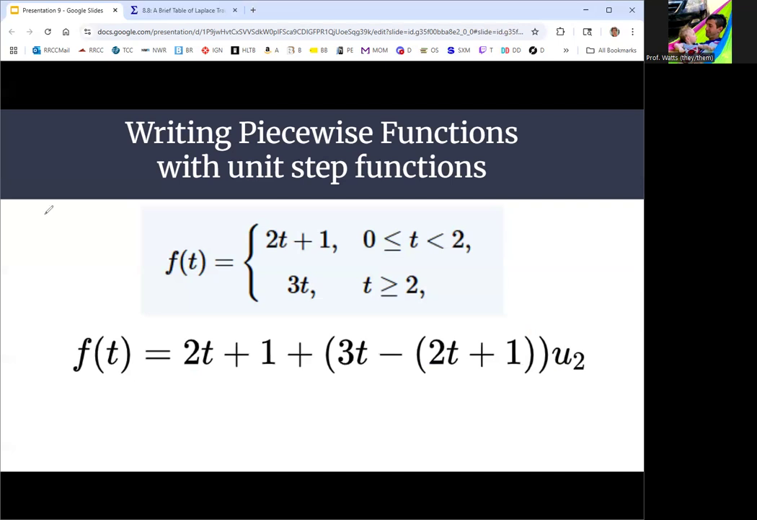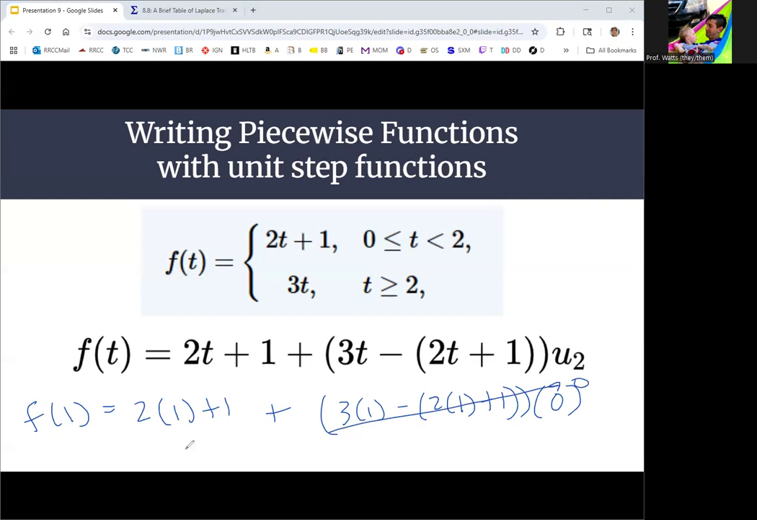So if, say, t was equal to 1, and I'm evaluating at t equals 1, then I would get 2 times 1 plus 1. And then in here, I'd get 3 times 1 minus 2 times 1 plus 1. But the unit step function u2 is 0 whenever t is less than 2. And so it's a 0, so this whole thing is gone. So then you would just go to that first row in the piecewise form, right? Which is what you want. When t is less than 2, you're just going to get 2t plus 1.